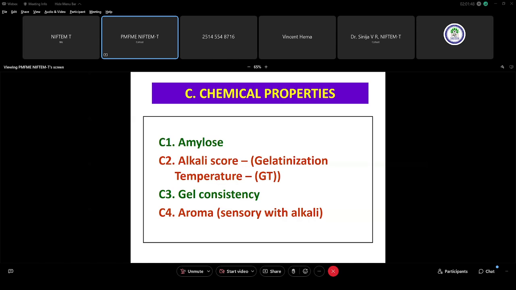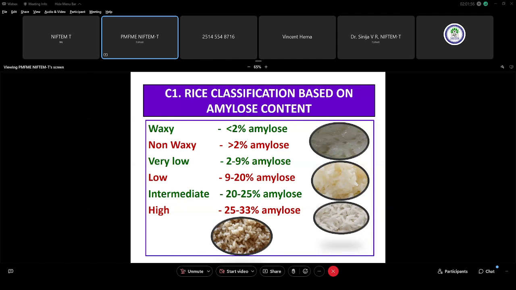There are some other chemical parameters like amylose, alkali score, gel consistency, and aroma. When the grain has amylose content of 25 to 33%, it is called the high amylose category. The rice used for idli, for preparation of flaked rice, expanded rice, and so on falls under this high amylose category. The rice we normally consume as table rice has intermediate amylose content, 20 to 25%. The low amylose categories we do not have much in southern regions, and they are present in the northeastern part of the country. The higher the amylose content, the more individual the grains are, and the lower the amylose content, the more sticky it becomes during cooking.